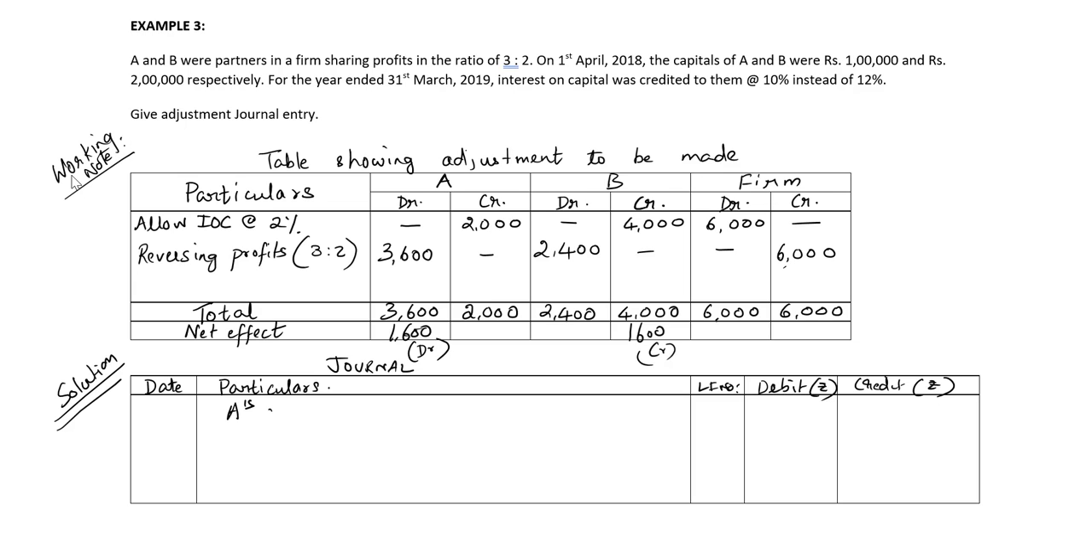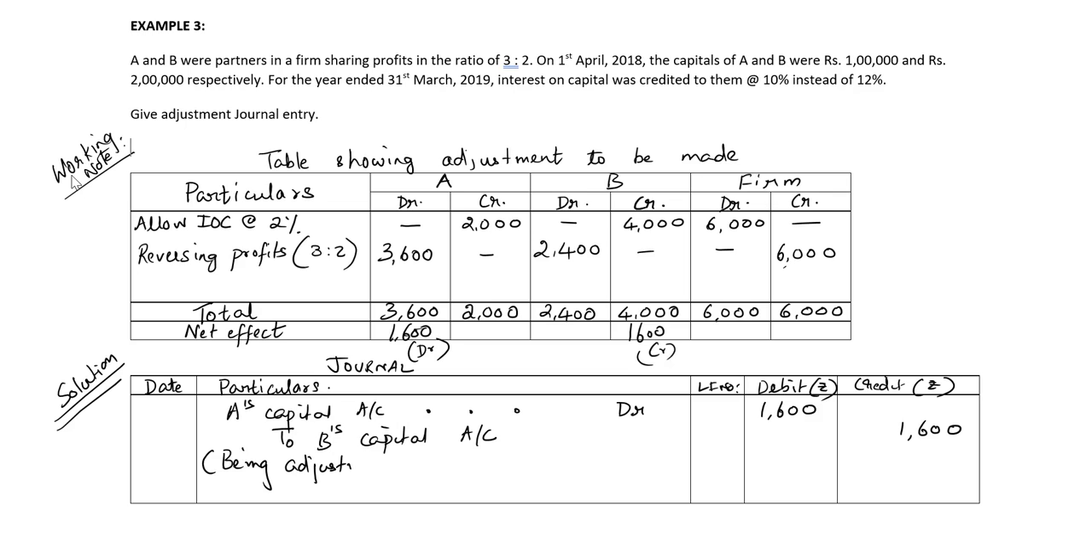A's capital account, debit, for rupees 1600, to B's capital account, again for 1600, and the narration being adjustment entry passed to rectify the error.